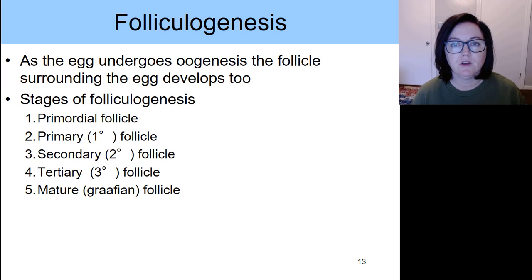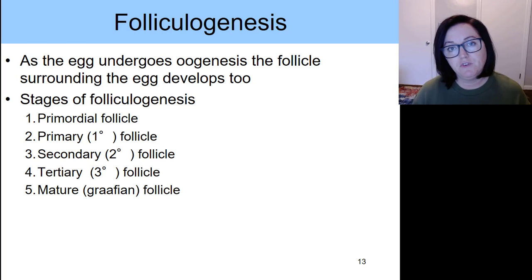Folliculogenesis is the process of the follicle developing. Don't forget, an ovarian follicle includes the egg and the surrounding cells. We've already looked at oogenesis, the process of the egg developing. So this video looks at the rest of the follicle as it develops.